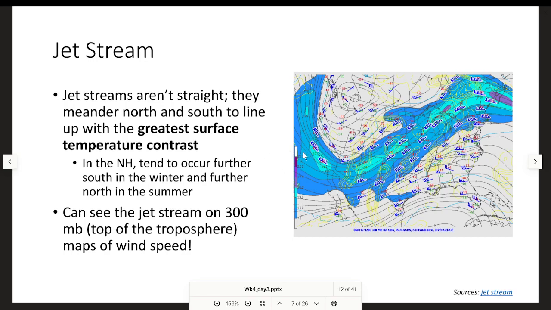Yeah, and you can see the jet stream on the 300 millibar maps of wind speed. This is the top of the troposphere. If you just go to Pivotal Weather and click on 300 millibar isotachs wind or whatever, you can see where the jet stream is. And it's very good. If you have this U-shaped trough, that's what you're looking for to get severe weather.